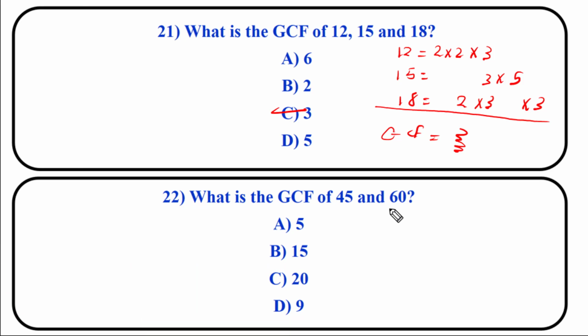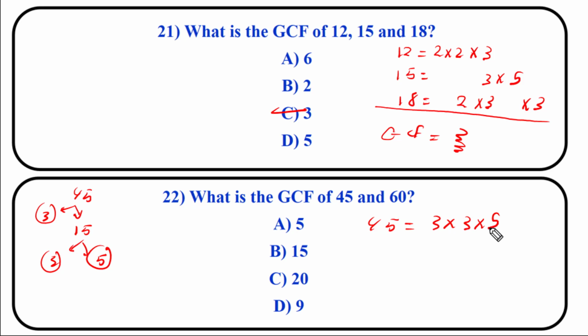First step is what, guys? Break each number into its prime factors. 45 is divisible by 3. Why? Because the sum of its digits is divisible by 3, as we studied before. 45 divided by 3 equals 15 mentally. 15 is 3 times 5. Now we can write 45 as 3 times 3 times 5.